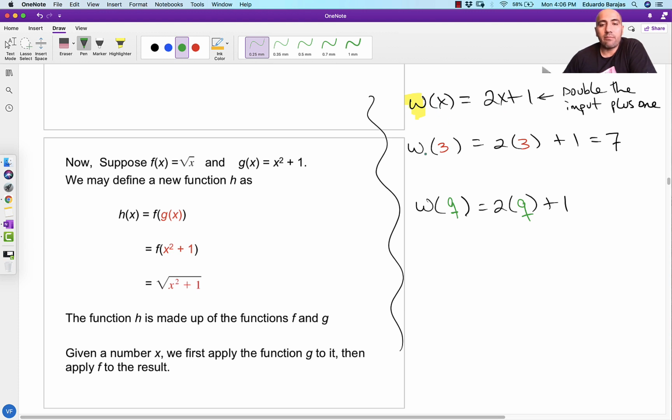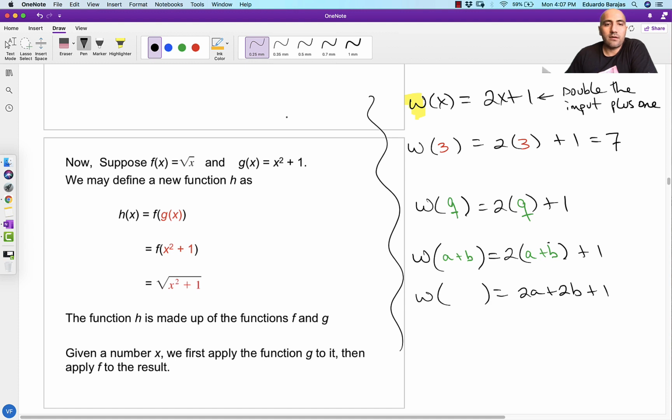We can evaluate it at a number. We can evaluate it at another letter. And then later we learned that we can evaluate it at a little equation, right? So like I can evaluate this at a plus b. And so I could have 2 times a plus b, plus 1. And then maybe simplify it and say that this is equal to 2a plus 2b plus 1. That would be w of a plus b.